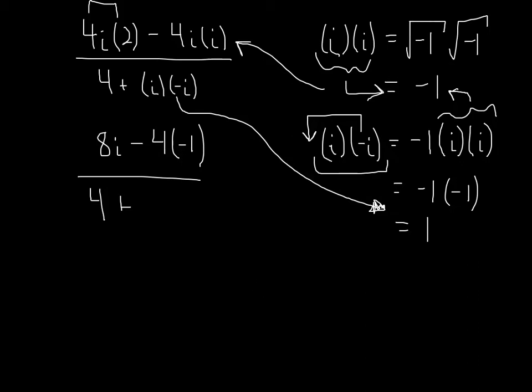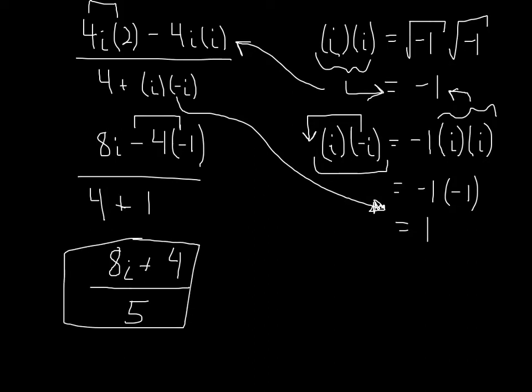So this 4 plus a 1. And I end up with my final answer, which is going to be 8 times i plus a 4, where my negative and my negative multiply together to give me positive 4, over 4 plus 1 is equal to 5. And this gives me my final simplified answer, where in this case, the purpose of simplifying is to get rid of the i's in the denominator and bring them up top.